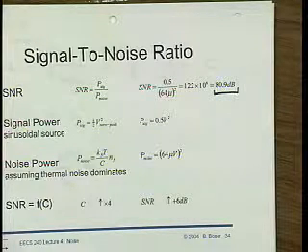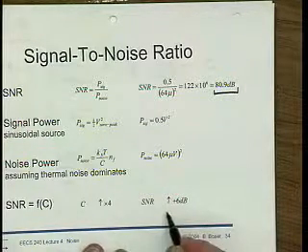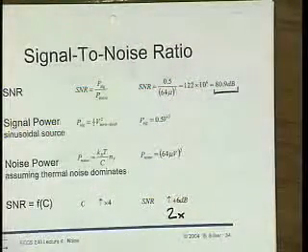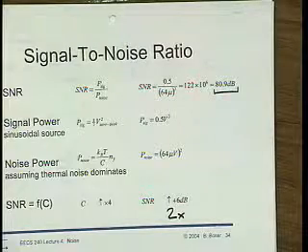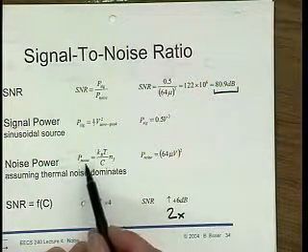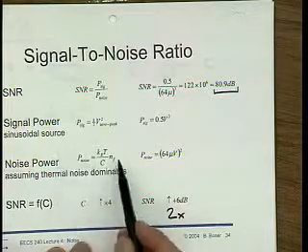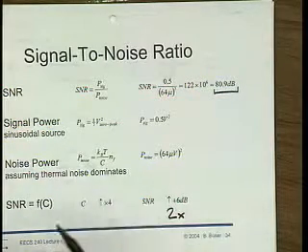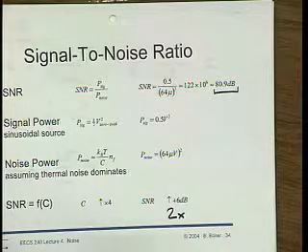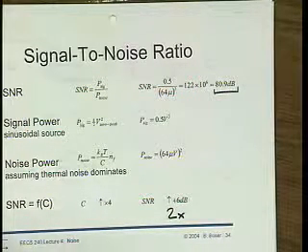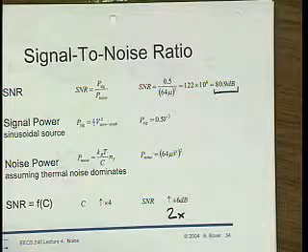Now, if I wanted to double my signal-to-noise ratio, doubling means I have to increase in the log scale by 6 dB. I want to increase the signal-to-noise ratio by 6 dB. That means that the power ratio goes up by a factor of 4, and the RMS voltage ratio goes up by a factor of 2.